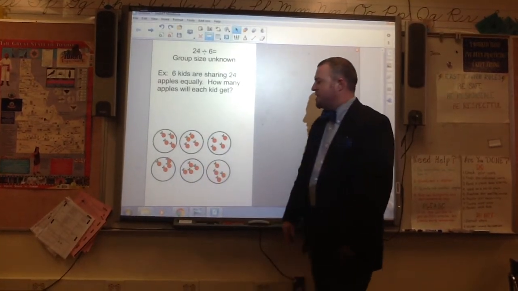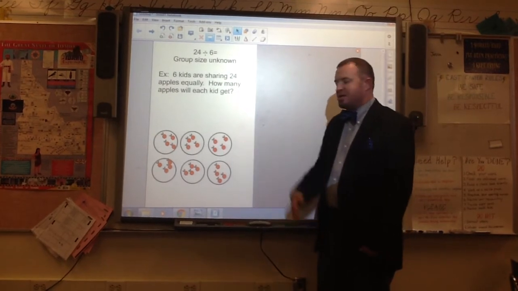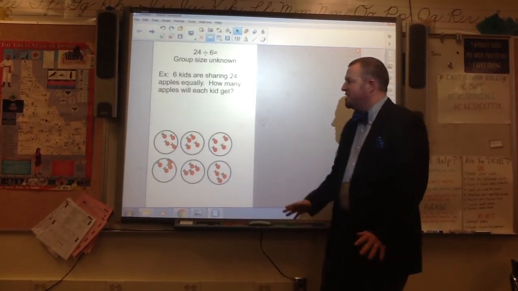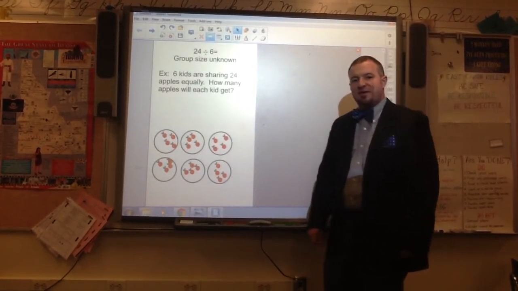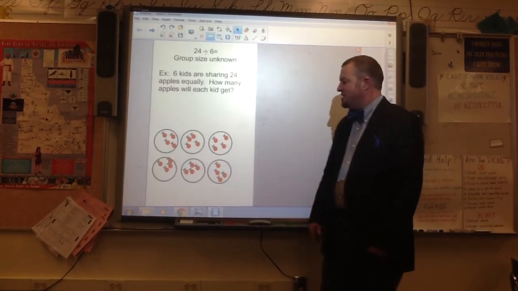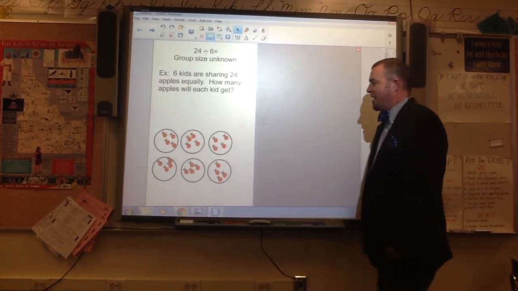There, all of the apples are gone. And when I look at each group, I see that each group has 4 apples. Therefore, the 24 apples divided between 6 kids is 4, and each child gets 4 apples.